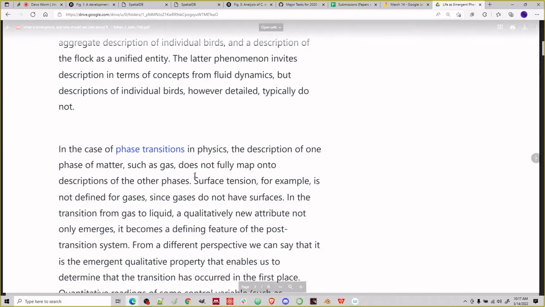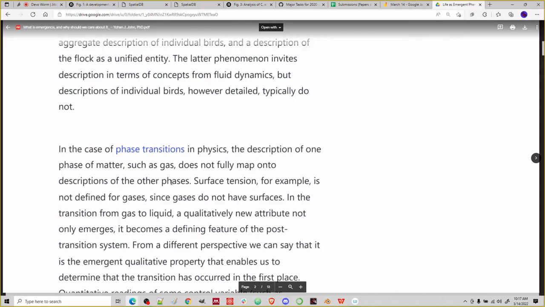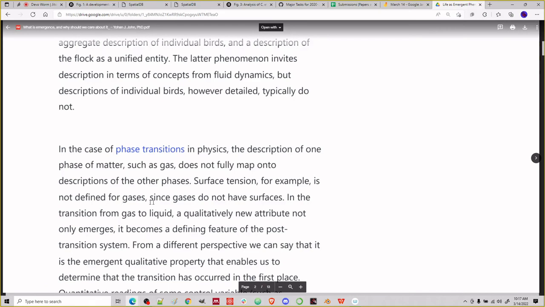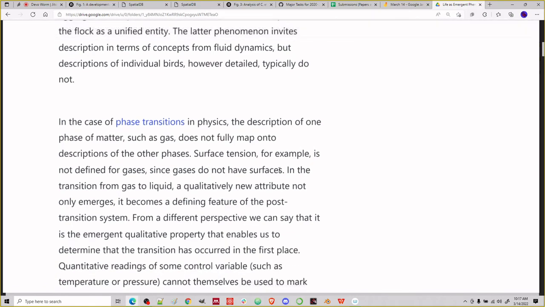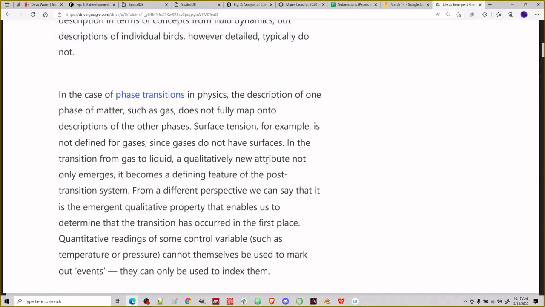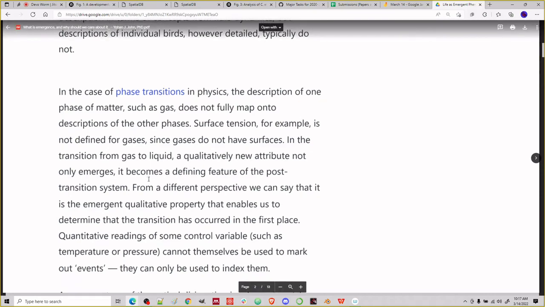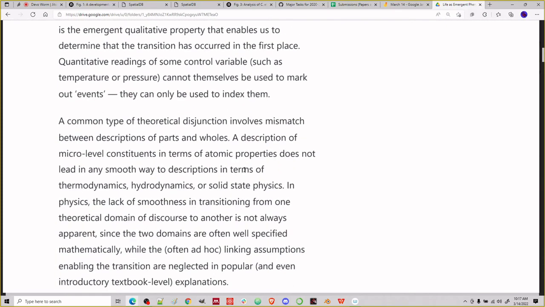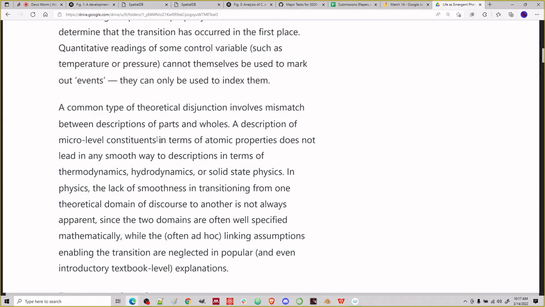So these phase transitions do not fully map onto descriptions of other phases. If I have a gas and it transitions into a liquid, I can't really describe that liquid as a gas anymore. I have to describe it using a different set of criteria. Surface tension, for example, is not defined for gases, since gases do not have surfaces. But when you have that phase transition to liquid, suddenly surface tension can be measured. In the transition from gas to liquid, a qualitatively new attribute not only emerges, it becomes a defining feature of the post-transition system. So, again, when you have these phase transitions, it brings new properties into being.